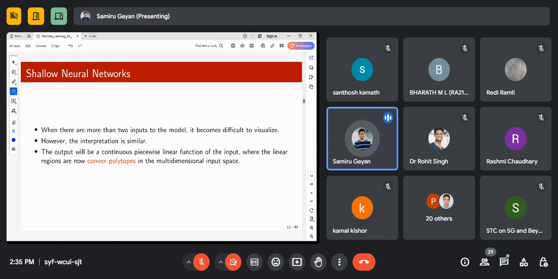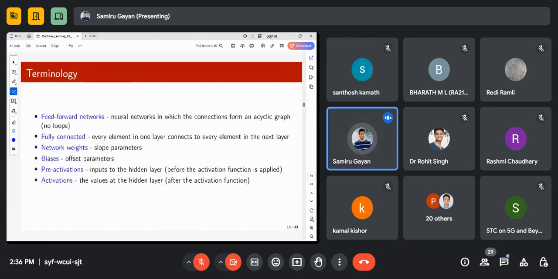So when there are more than two inputs to the model, it becomes difficult to visualize. So our interpretation is similar. The output will be a continuous piecewise linear function, and it will be like a convex polytope. Okay. So this is what we had earlier. So I think I explained this terminology.